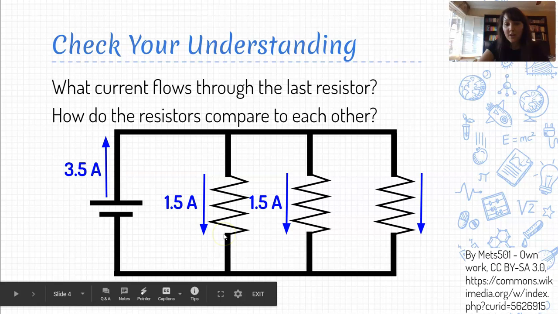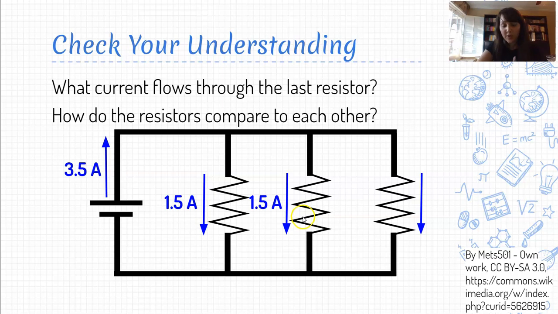I've got 1.5 amps of that current going down through this first resistor on the left, and then another 1.5 amps going through the middle resistor. And so in order for us to have the same total current going into the junction as is coming out of it, that leaves a remaining 0.5 amps of current that must be coming through that final resistor on the far right. Because 3.5 is equal to 1.5 plus 1.5 plus 0.5. Okay, so everything adds up. I haven't lost any charges or created any charges out of thin air. Second question is, how do these resistors compare to each other based on this information?